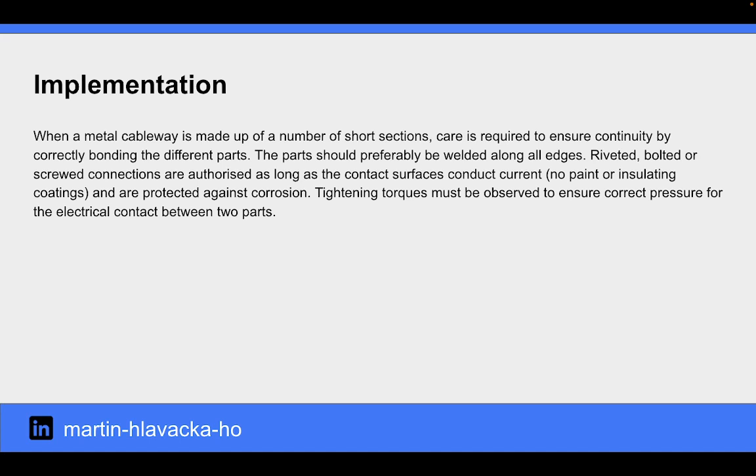Implementation. When a metal cableway is made up of several short sections, care is required to ensure continuity by correctly bonding the different parts. The parts should preferably be welded along all edges. Riveted, bolted, or screwed connections are authorized as long as the contact surfaces conduct current and are protected against corrosion. Tightening torques must be observed to ensure correct pressure for the electrical contact between two parts.